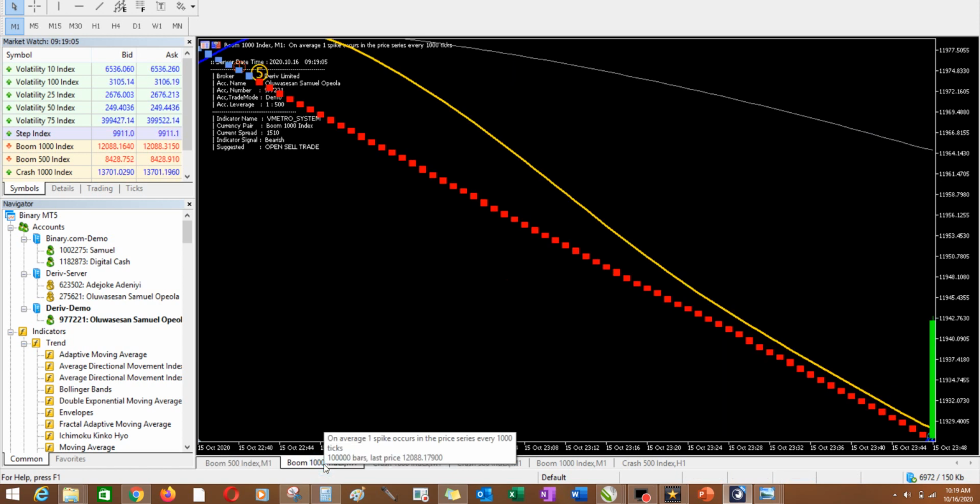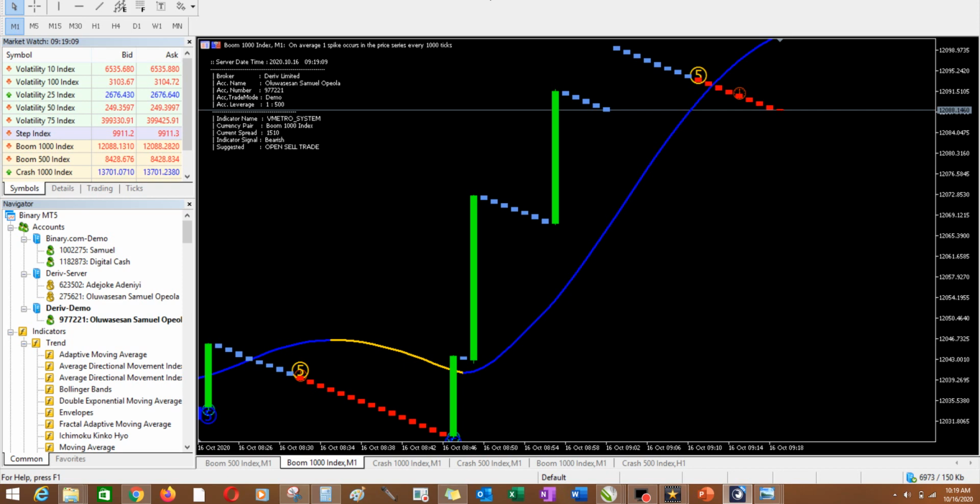So let's check out boom 1000. What is happening with boom 1000? Of course, I'm using the signal indicator here. The boom 1000 is on an uptrend. Of course, we've had periods where it came down for a while. You can see somewhere here, and another one here. But at the moment it's on an uptrend, though it just broke out here.